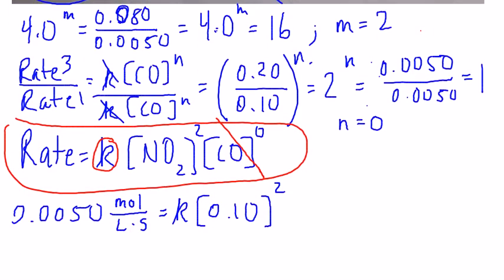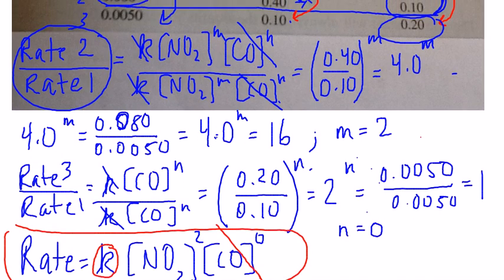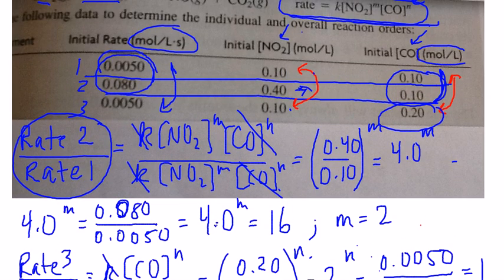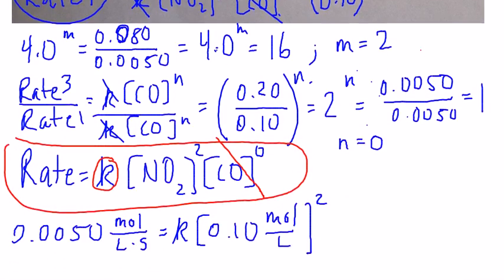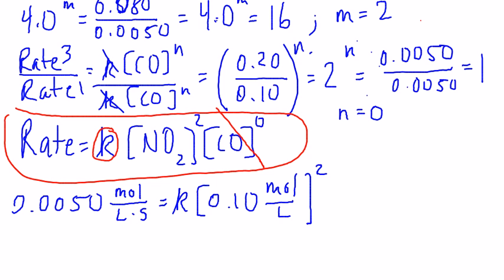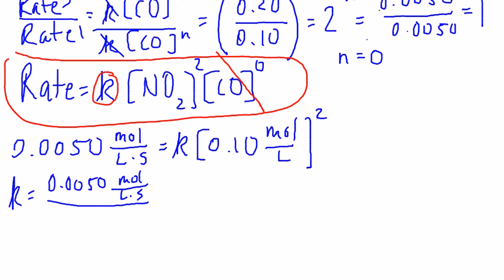The one thing I did neglect to do at the end, a little bit of a boo-boo here, is I really do need to write in the units. K is a very tricky thing. The units change depending on the rate order, so you have to rederive the units every time. And the units for these are concentration units, right? Moles per liter. So I've put those in, and now I'm just going to solve for K. K is equal to 0.0050 moles divided by liters times seconds, divided by 0.1 times 0.1, which is 0.01.